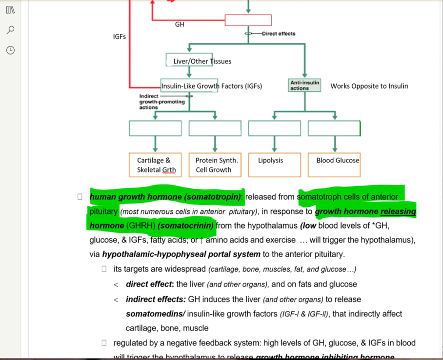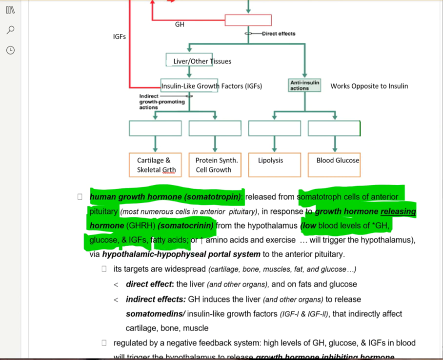And there are different things that will cause the hypothalamus to release GHRH. One of these is low blood levels of growth hormone. That kind of makes sense. If growth hormone's low, we want to produce more. If glucose is low, these are all low levels here, we might want to produce more, and we can think about why in a minute. IGFs are insulin-like growth factors, and they're shown up here at the top of the page. If those are low, we often will stimulate growth hormone release. Again, we'll talk about why in a minute.